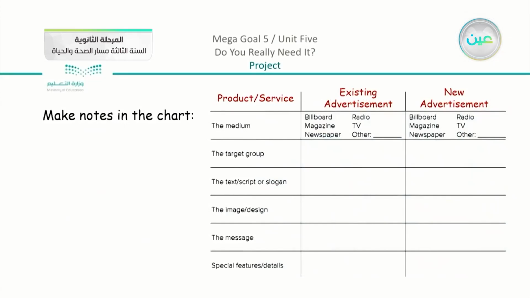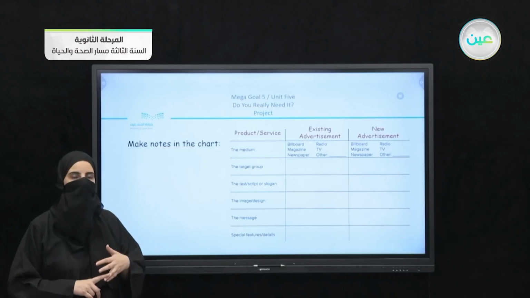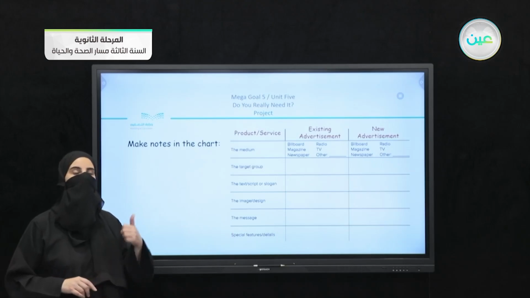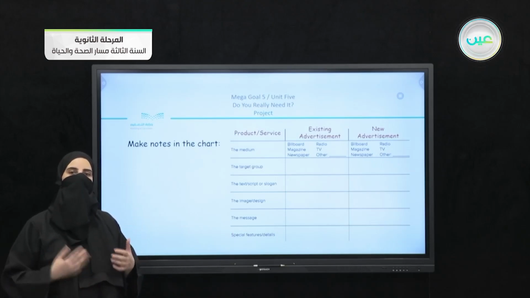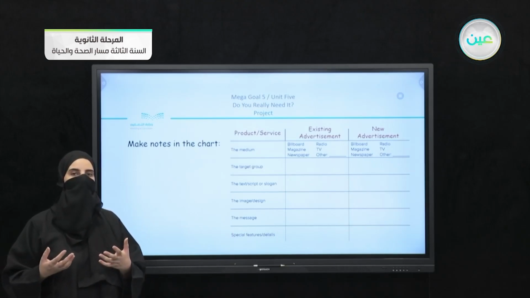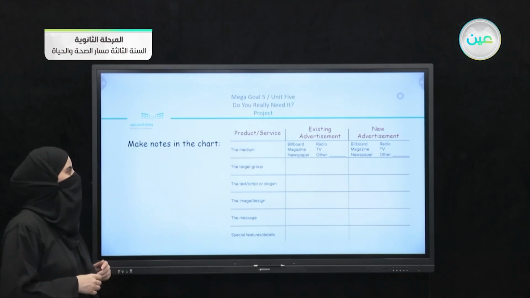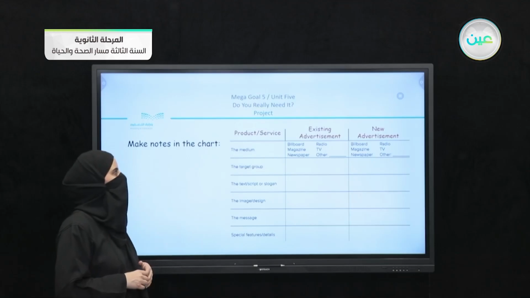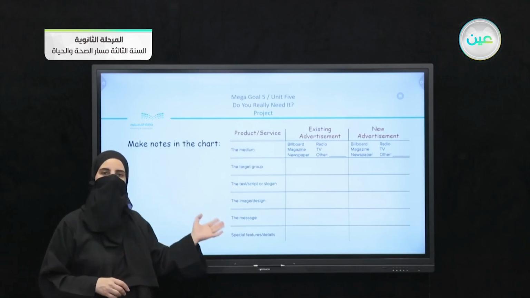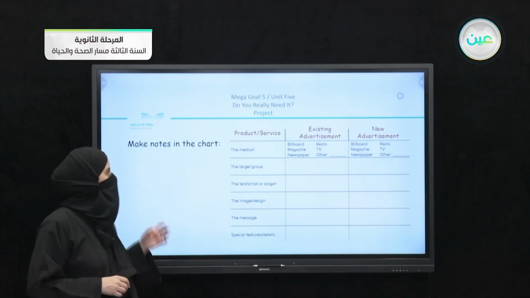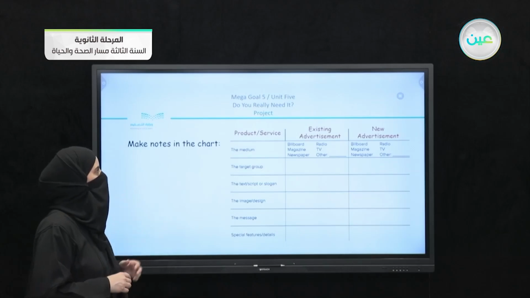Once we have discussed the advertisement and analyzed who the advertisement is for, what it is about, what the advantages and disadvantages are, and what the aim of it is, we are going to have this kind of chart here, and we are going to fill the chart. Now here you can see that we have the same chart in your books. You are going to see, first of all, the product or the service. So there are different things.